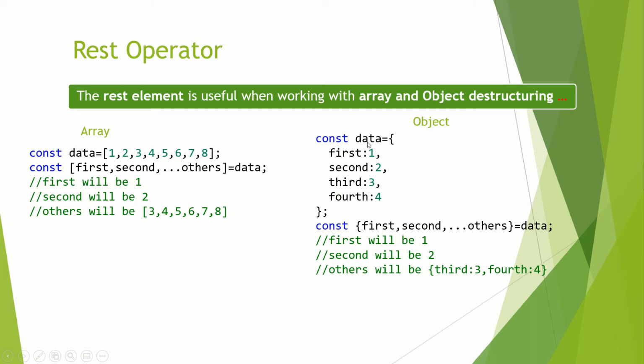Here I have declared one object with these keys and values. Now I want to extract these values into three different variables. Inside the braces I have declared first, second, and using the rest operator I have declared one others variable. So when I assign this data value to these three variables, it will assign one to the first variable, two to the second, and for others it will assign an object, because the rest of the values will be assigned to the last variable which has the triple dot rest operator. By this way we can use the spread and rest operator in JavaScript.